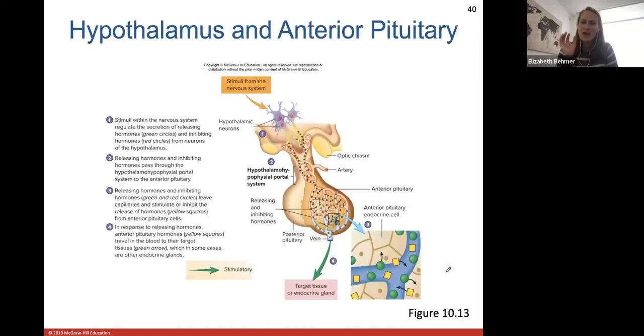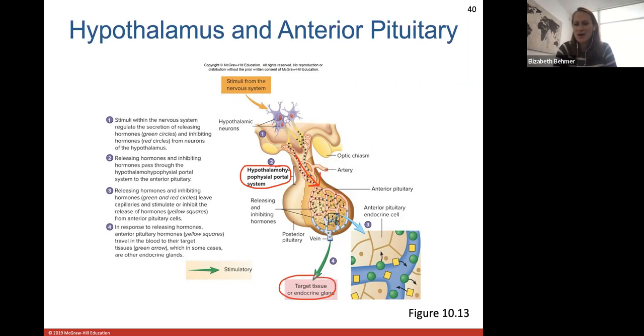So here we have how the hypothalamus controls hormone secretion from your anterior pituitary gland. It's under control from your nervous system. You have hypothalamic neurons, which control secretion through what we call the hypothalamo-hypophyseal portal system. Your hypothalamus sends releasing and inhibiting hormones through this portal system to your anterior pituitary gland. And then the anterior pituitary gland will release hormones to a specific target tissue or endocrine gland.